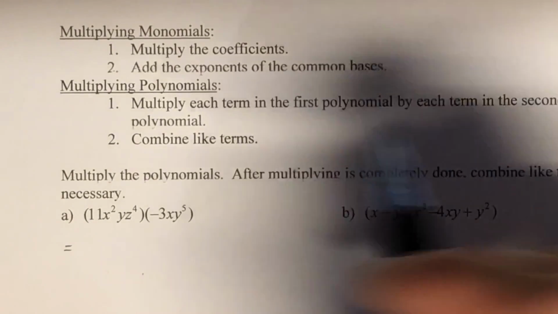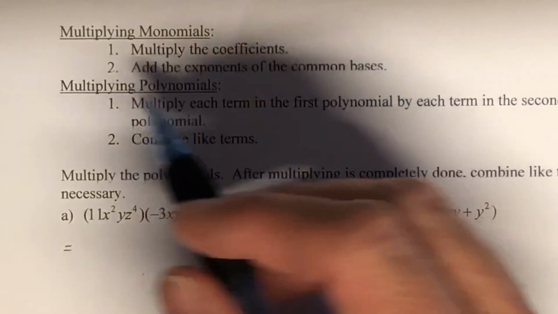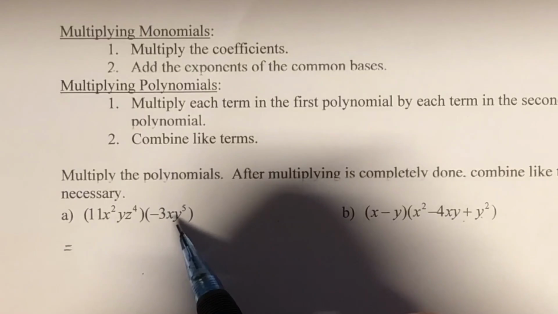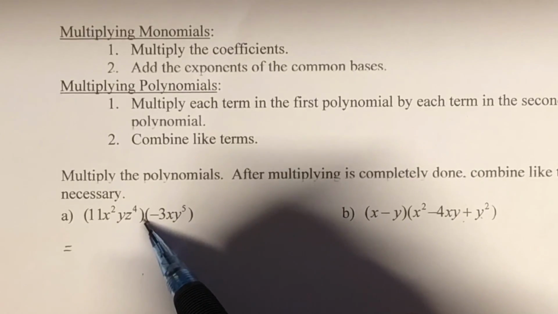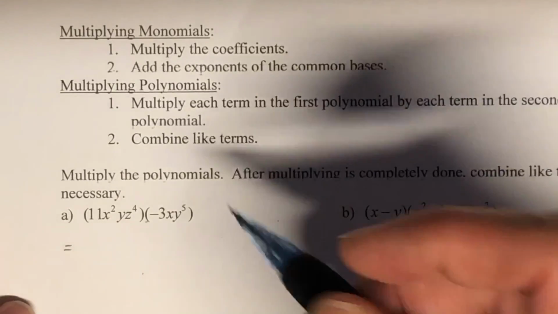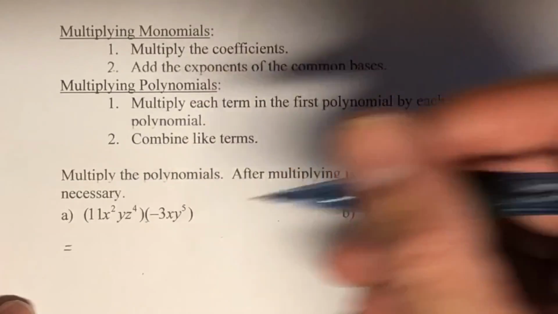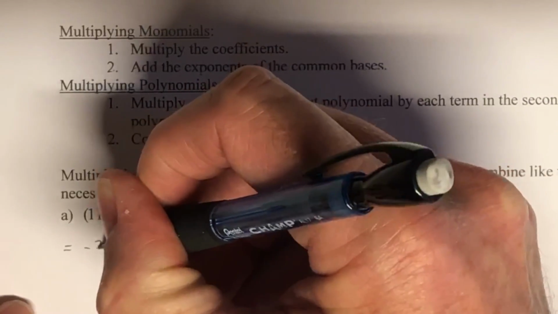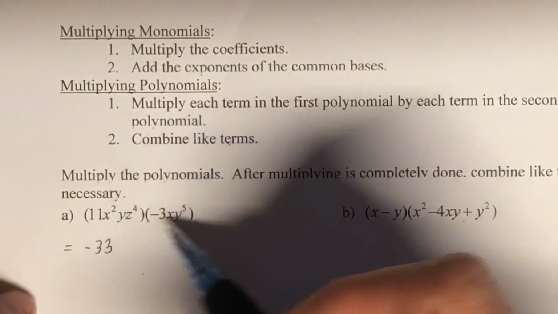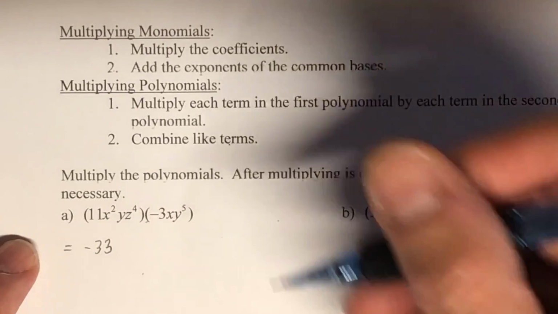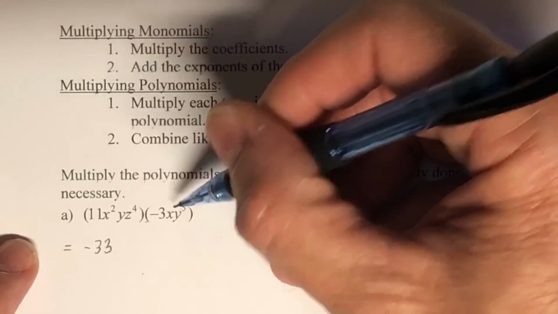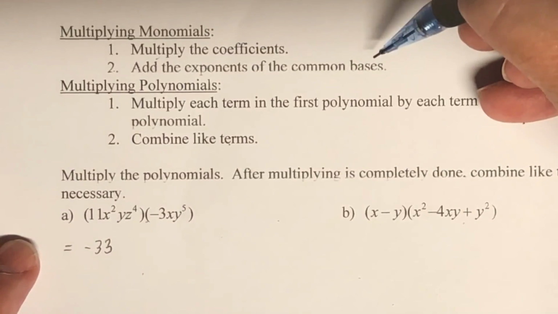What you do instead, and it mentions it a little bit up here, is when you're multiplying two terms together, and this is clearly multiplication, because when you have two brackets smushed together like that, that means multiplication. You multiply the coefficients like it says up here. The 11 and the negative 3 get multiplied together to be negative 33. And then the x to the second and x to the first. It says here add the exponents of the common bases.